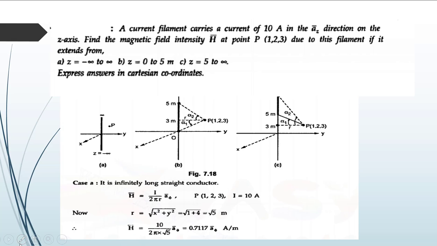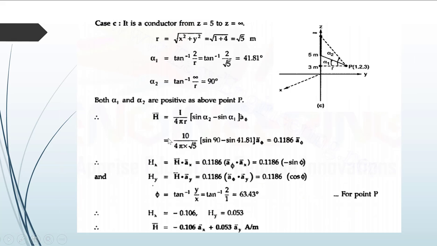Now we'll consider the third case, that is case C. In case C, they have given that Z is extending from 5 to plus infinity. So it is again a finite filament case. For this, let us place this filament from 5 meters up to plus infinity. Now we will join first this 5 meter end to point P and then the infinity end to point P. After joining this, we will draw a perpendicular from point P onto the filament. That is our minimum distance and that we call R.